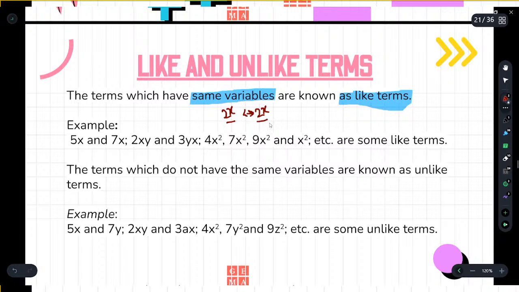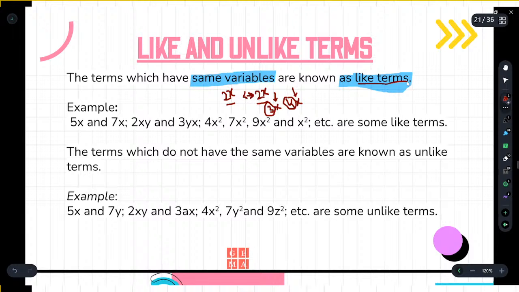Okay, and also 3x and 4x will be like terms. The coefficient does not matter here. When we talk about like terms, the coefficient does not matter. The only thing that we have to check is the variable. It should be the same. Then only it will be a like term.